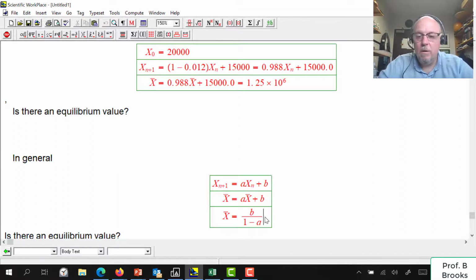which could be a negative number because a could be bigger than 1 and b could be a positive number. So the equilibrium could be negative. In the math, maybe that doesn't make sense with finance, but in the math it makes sense. Or b could be a negative number in the case we're taking out money, and a could be a positive number, in which case I get a negative equilibrium. So this is the equilibrium value. Does it make sense practically, or does it exist, let's say? It depends on whether this x bar is positive or negative. But the equation has an equilibrium.